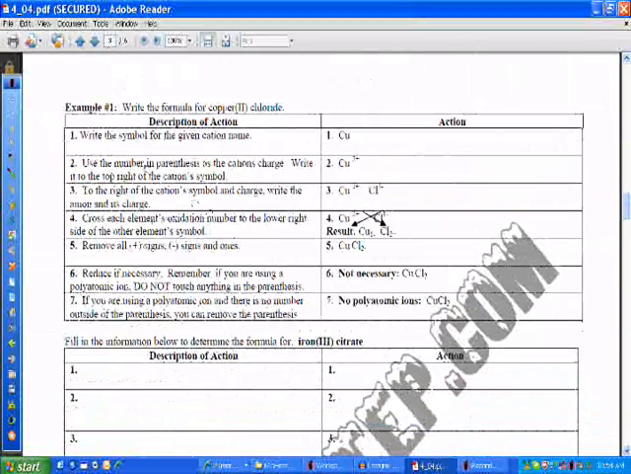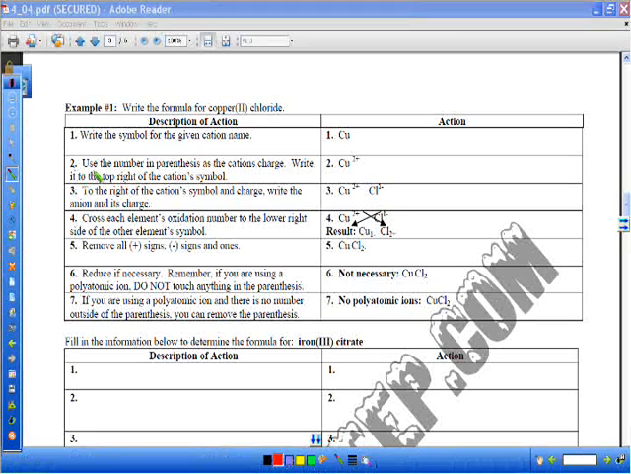All right, let's look at the stock system. The stock system is very easy, and this is the one that's actually mostly on the SOL. Copper(II) chloride: copper +2, chloride IDE. So it's just chlorine, crisscross, and there you go.